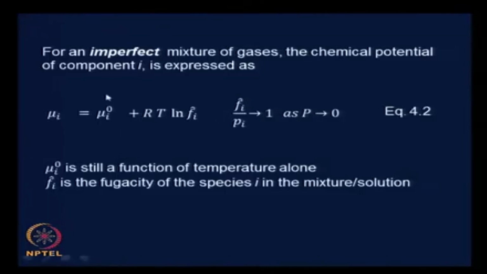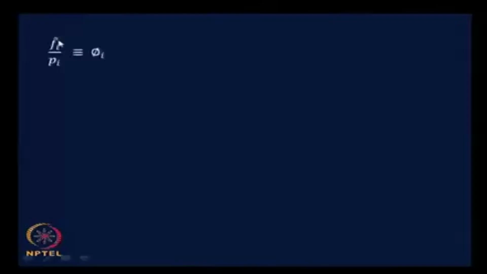Here mu I naught is still a function of temperature alone, and let me repeat this, it will become a little clearer. Fi hat is the fugacity of the species I in the mixture or the solution, which may not be the same as the fugacity of the pure component when it exists separately. Fi hat by the partial pressure is defined as the fugacity coefficient phi I of that component.